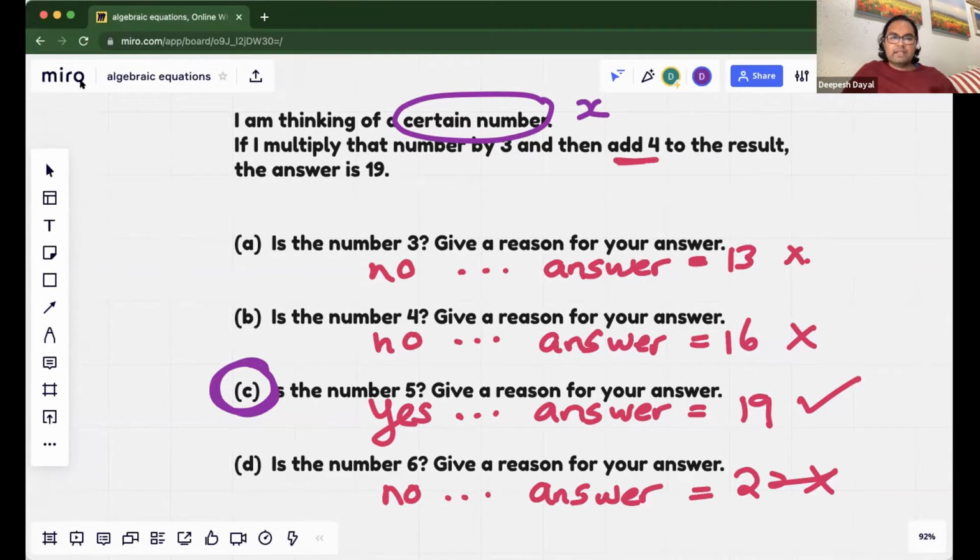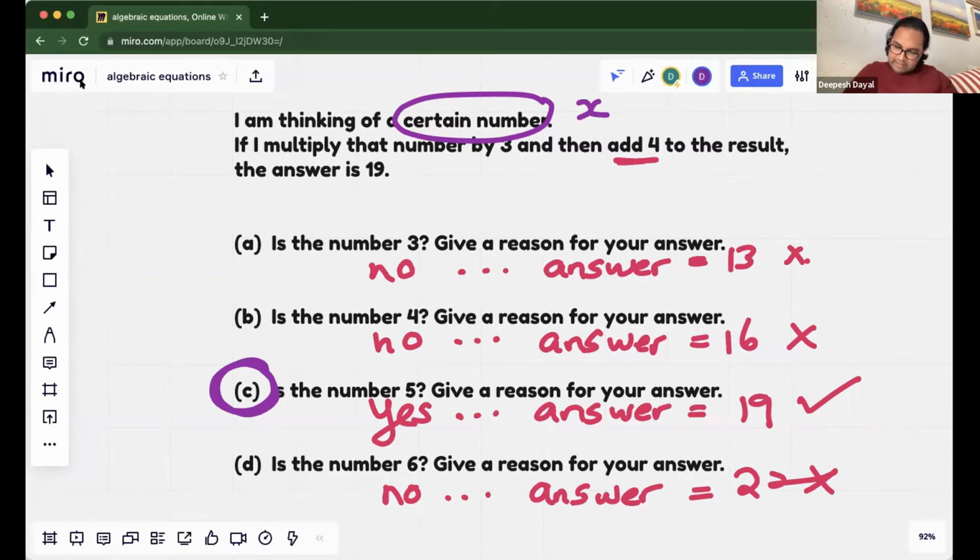So I'm getting some answers here. x times 3 plus 4, 3x plus 4. Let's see some more answers. I'm getting 3x plus 4 equals 19. I like that one, because that's an equation. Remember, we must make it equal to the answer. So 3x plus 4 equals 19.